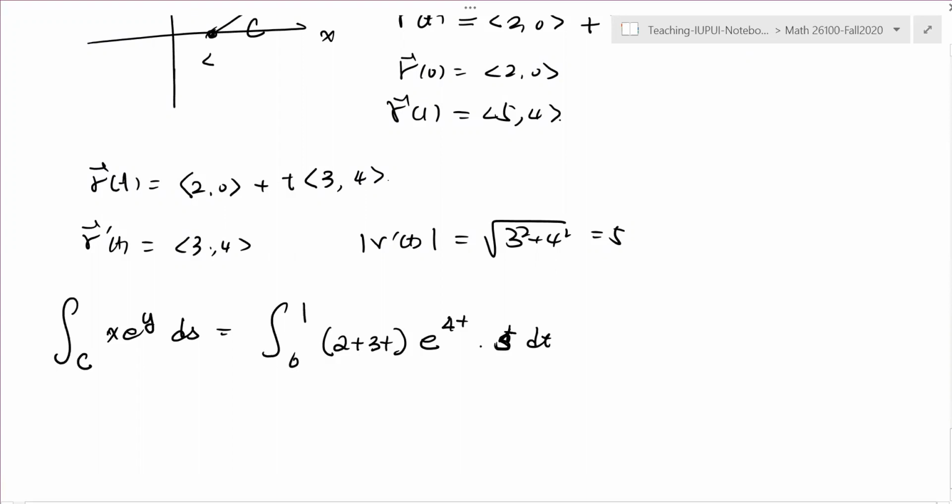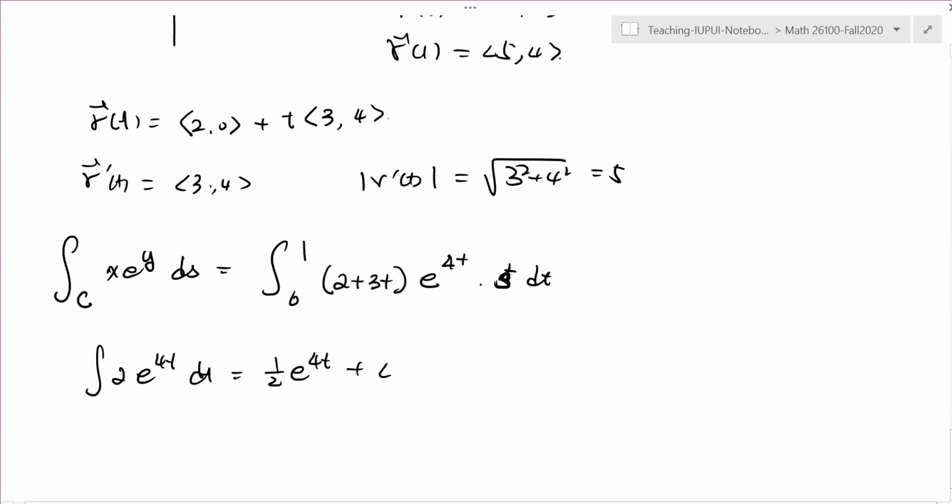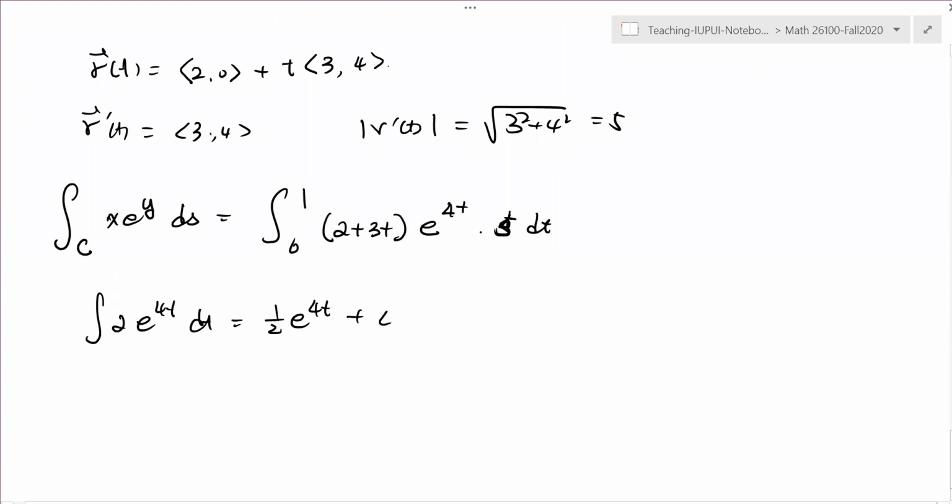We need to find the antiderivative of the function. The first one, e to the 4t dt, the antiderivative is going to be 1/4 e to the 4t. Now for the integral of 3t e to the 4t, we have to use integration by parts to find the antiderivative.